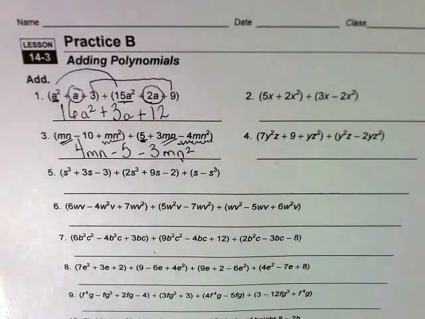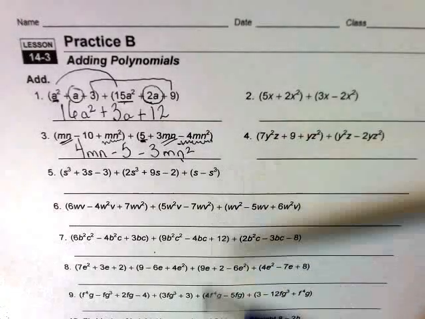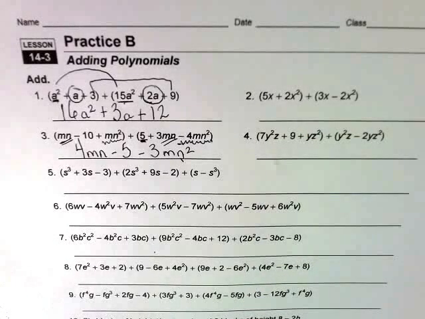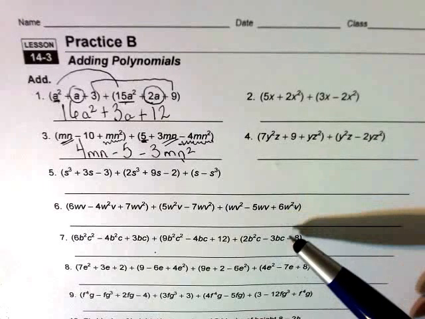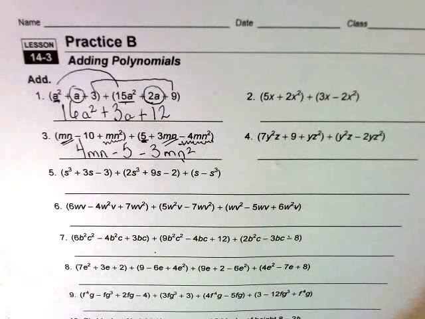Now, as you can see, as we head down here to the 5 through 9 part, they've got multiple polynomials, not just 2. They have 3. Here's another one with 3. Here's one with 3. And then 8 and 9, all of a sudden, you get down to having 4 polynomials. But it's still the same thing. It's all about combining the like terms.